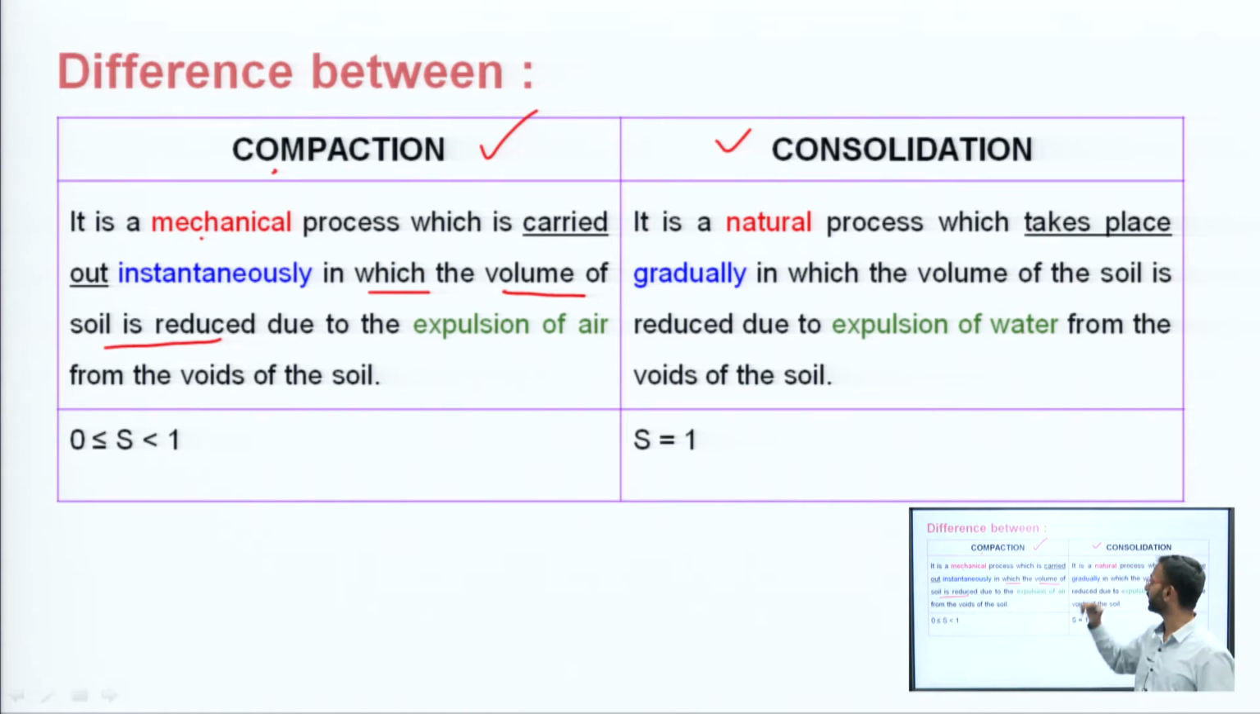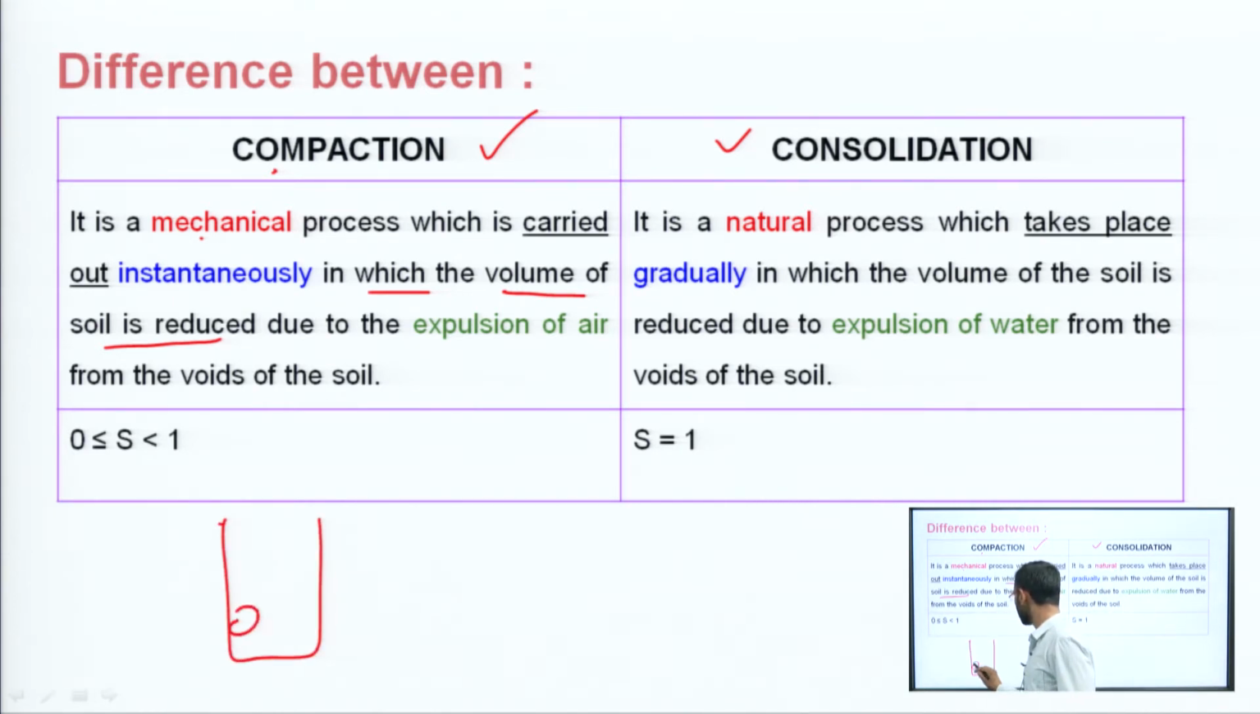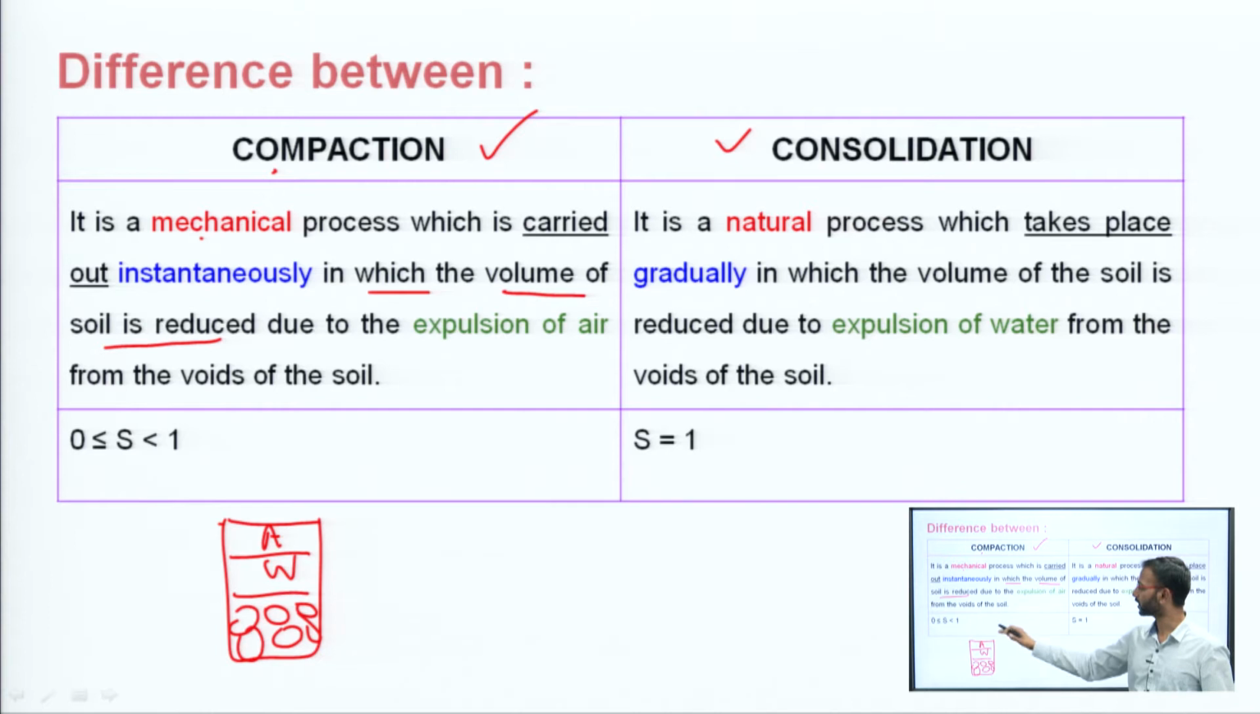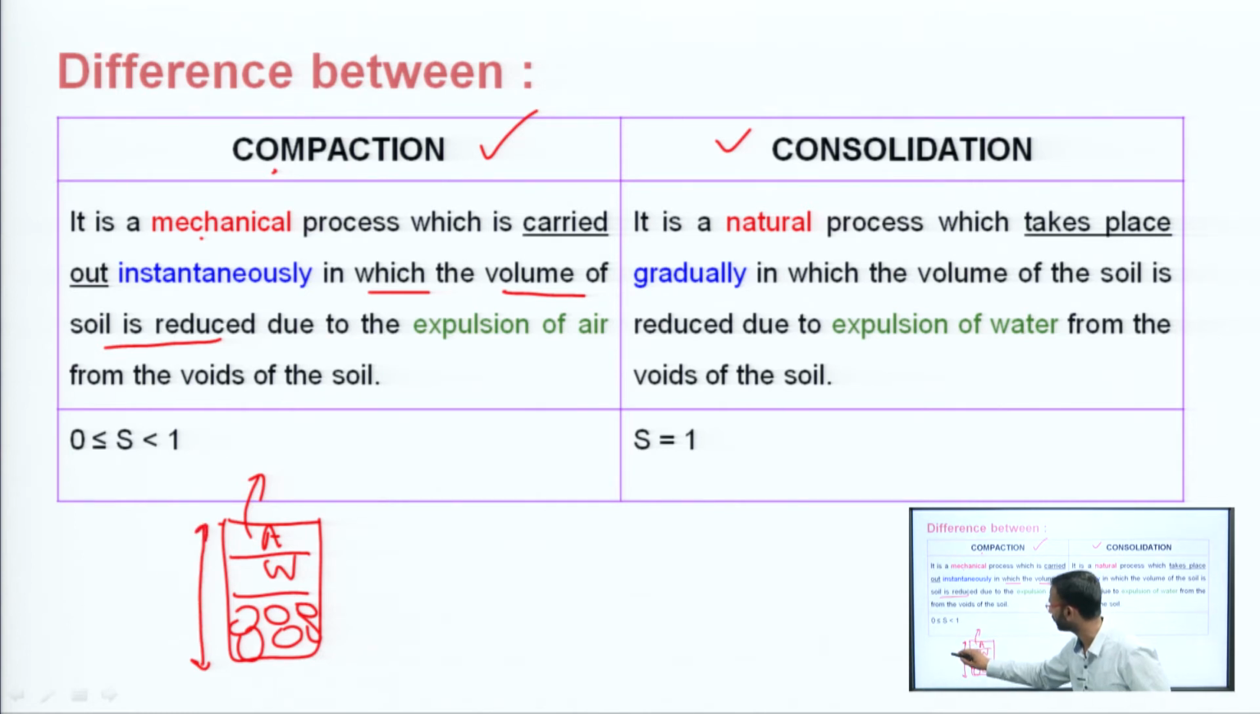So, you know already what the soil comprises of. Soil comprises of the solids, and then it contains the water, and then what is there? Air. So, if you are trying to compact soil, the air is expelled out, and the volume of the soil that was initially, let us say, V, will somewhat get reduced.